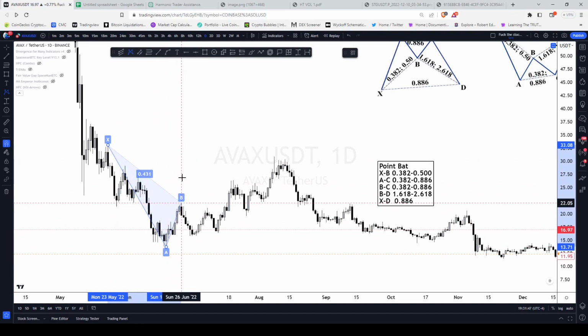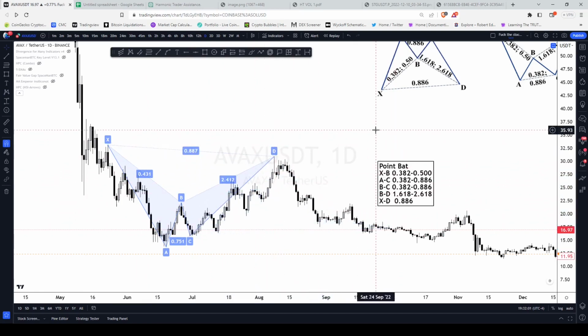and then you look for your B point. Okay, where's the B point? That's in between a 0.382 and a 0.5, right? So then you go down for your C. It has to be on the lowest point over here. And then you look for your D point. You already know with your bat structure that your D point has to be an 0.886.